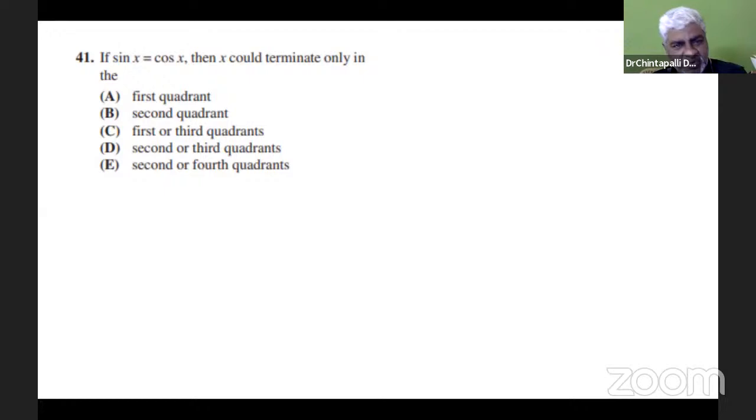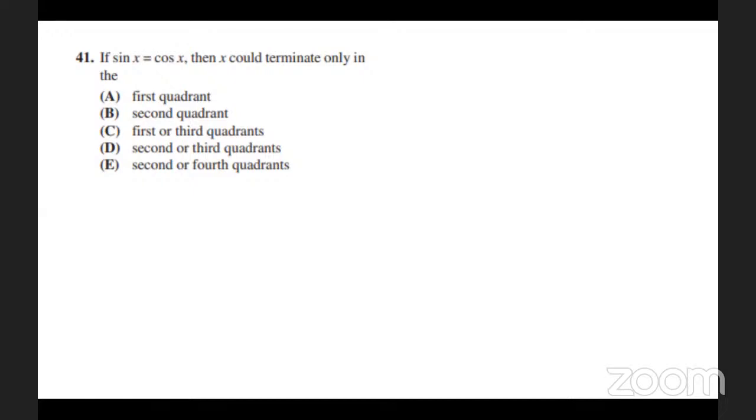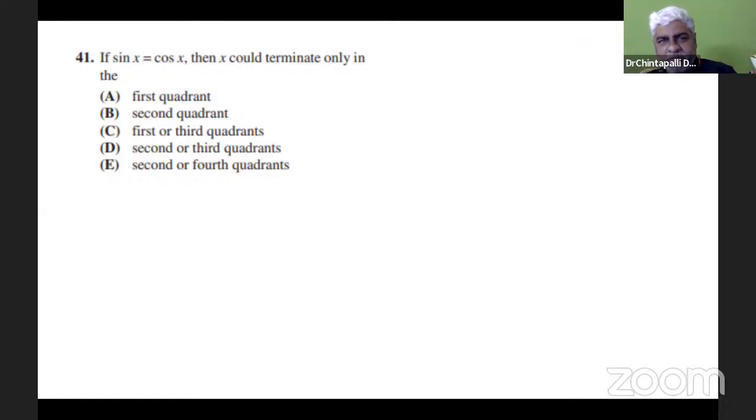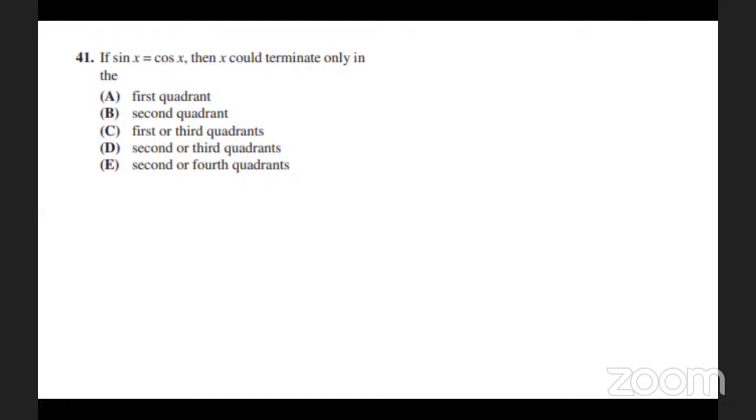Yeah, it's a very interesting question. You can answer this question easily. If sin x equals cos x, then x could be determined only in the... x could be determined means x has a solution. That means, sir, is it second or fourth quadrants? Are you sure? I think so. What happens when we divide both sides by cos x?